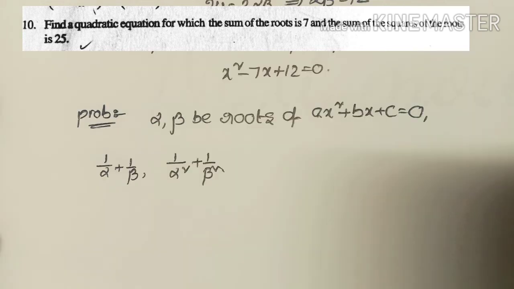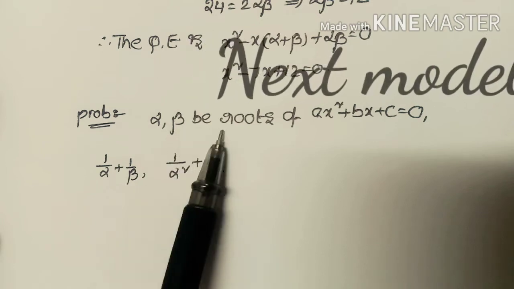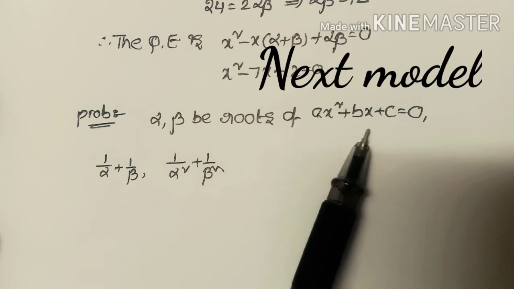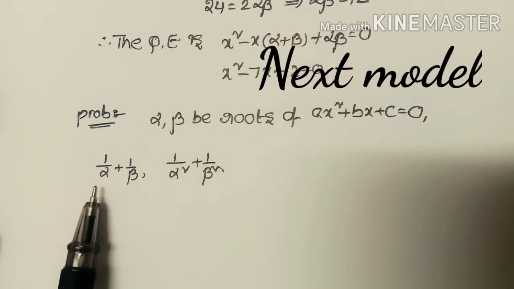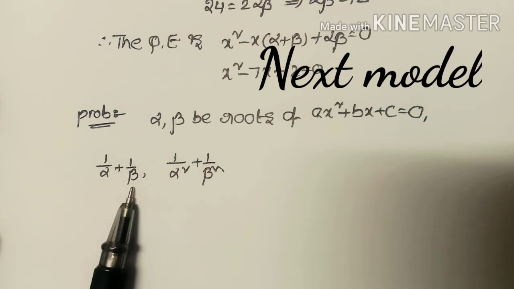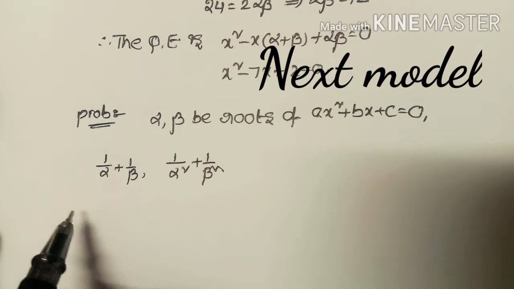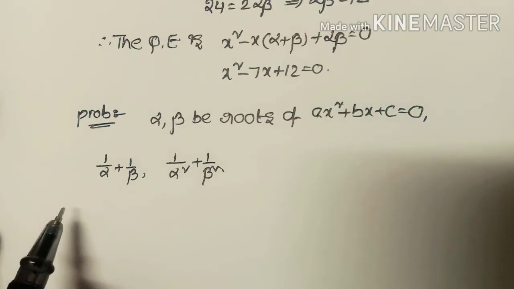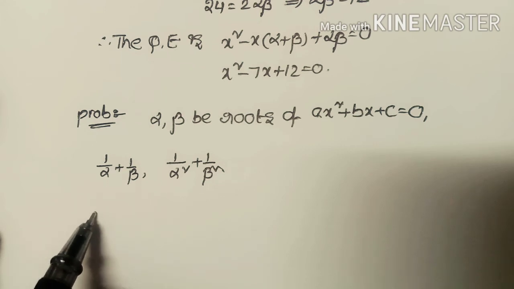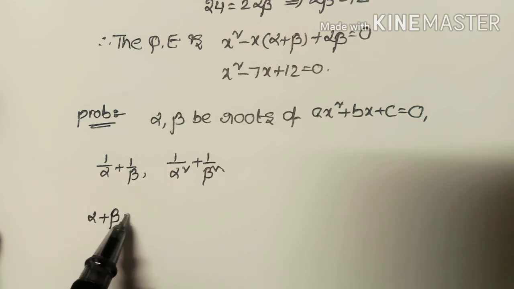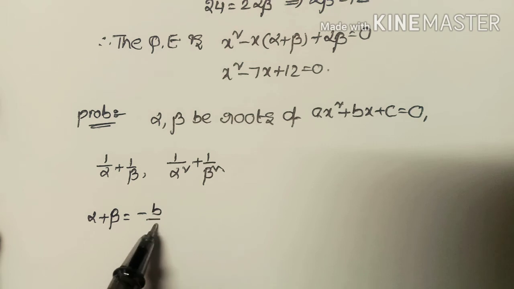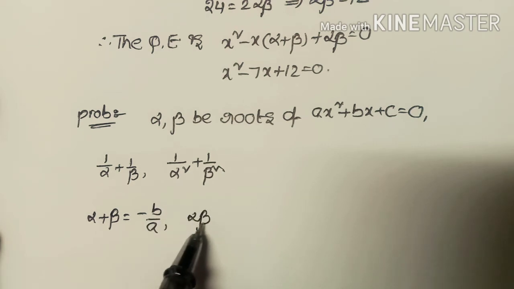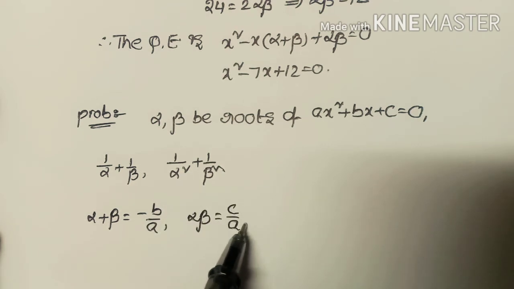That's all. Next problem, alpha, beta are the roots of the equation ax square plus bx plus c equals 0. Then what are the values of 1 by alpha plus 1 by beta and 1 by alpha square plus 1 by beta square? So given that alpha, beta are the roots of the equation ax square plus bx plus c equals 0, alpha plus beta equals minus b by a and alpha into beta equals c by a. Now we want to find these two values.